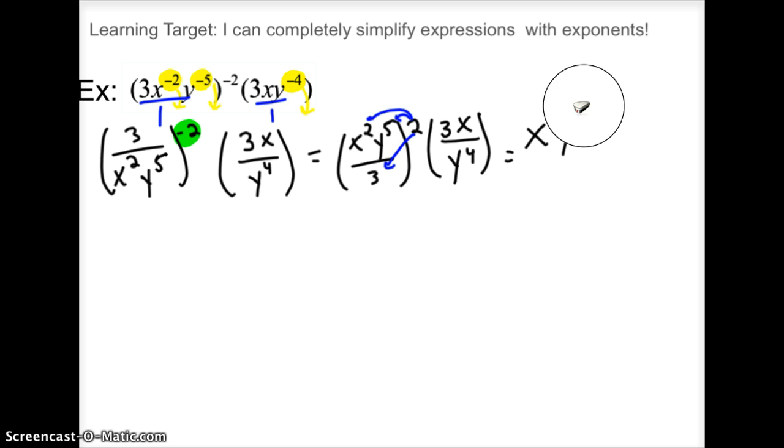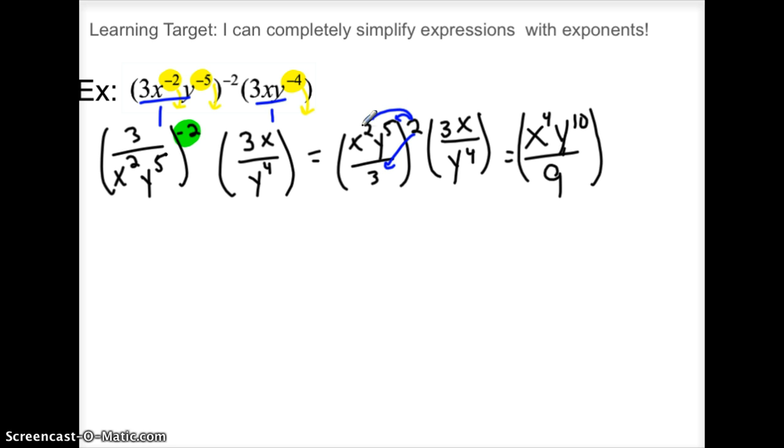I was about to write a 5. Woo, that was a big eraser. I got to rewrite my y. Oh, and I lost my 4 on the x. Yikes. Okay, there we go. And then down at the bottom, 3 squared, not 6. 3 times 3 would be a 9. Okay, so that's what I get after I distribute that 2.